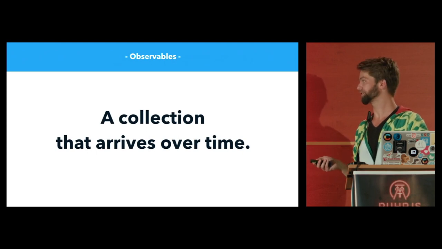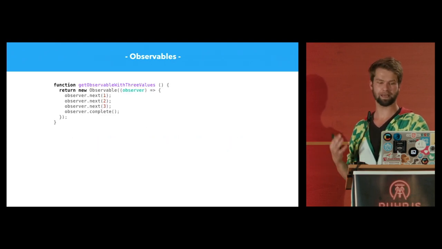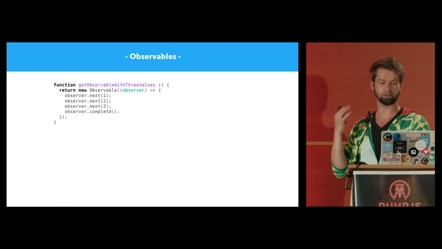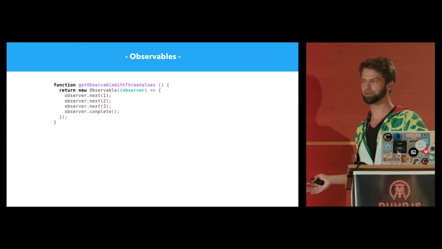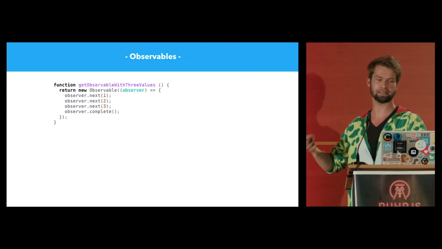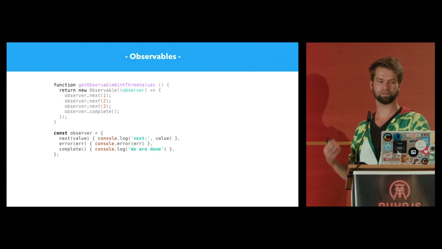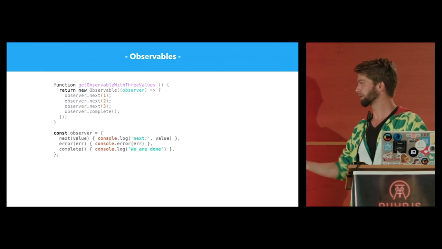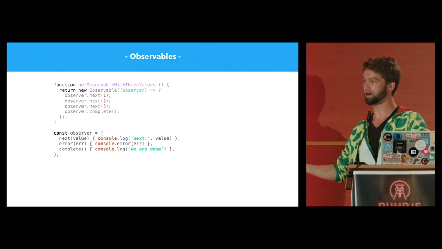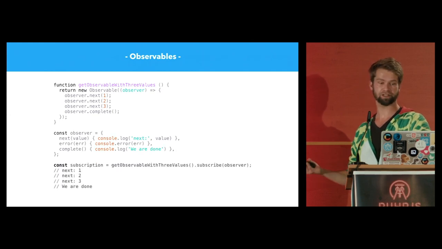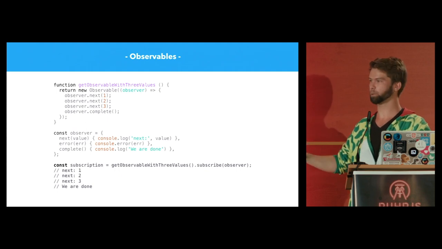So let's have a look at an example implementation here. I implemented a function called getObservable with three values. This creates a new observable, and then it's using next to push three values, and then at some point it says it's done. Next step is to define the handlers for next, for complete, and if an error appears. And then we can just call getObservable with three values, subscribe, and then we get next 1, 2, 3, and we are done.